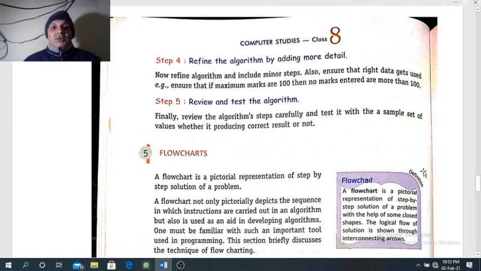So these are the things for today's session. Revise the things that we have discussed today. In next video we will study about flowcharts.